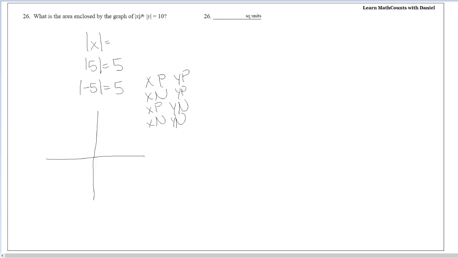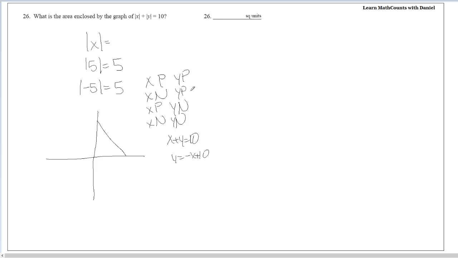Alright, so for x positive, y positive, we have the line equation x plus y equals 10, y equals negative x plus 10. So our line will look like this. And we can't go past these because x and y have to be positive. By the way, I think I talked about quadrants in the last video. This is sort of an application of those.